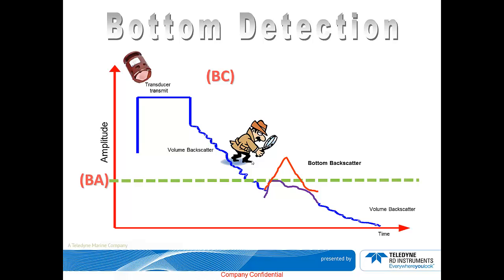Now, imagine that a target produced this kind of signal, represented by the blue signal. As you can see, the signal exceeded the BA parameter, and also, they met the BC threshold, in which case, the DVL would consider this as a valid bottom detection and would use this data in its calculation.